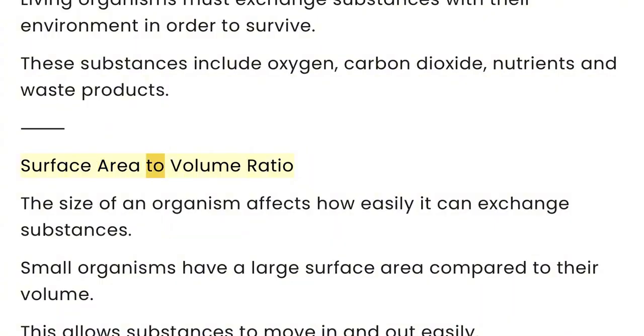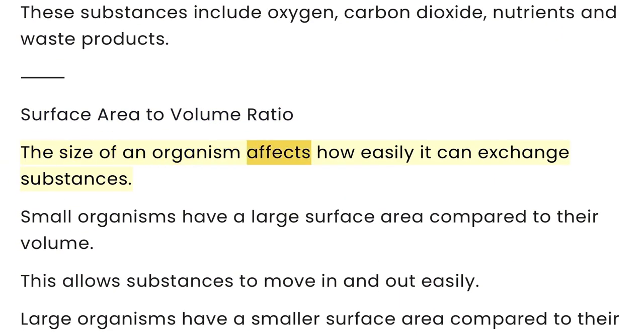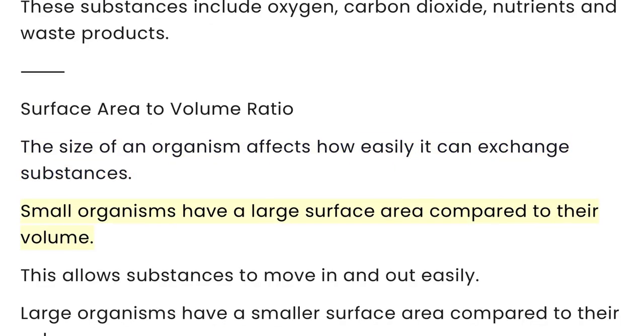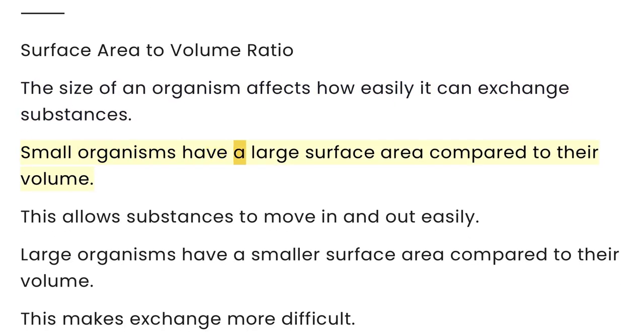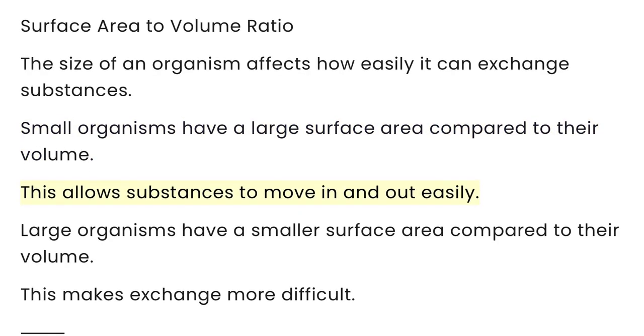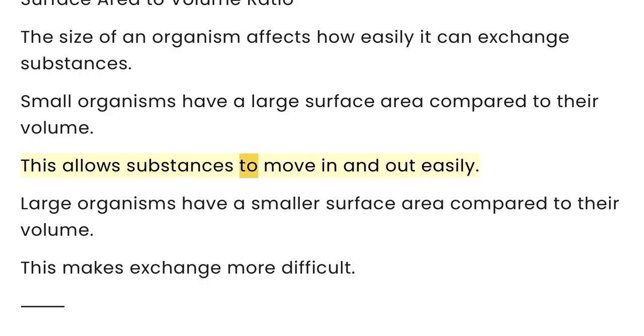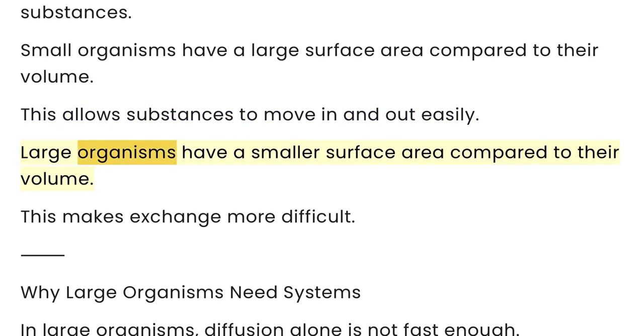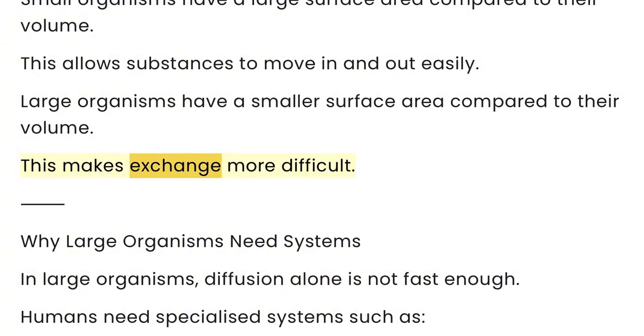Surface area to volume ratio. The size of an organism affects how easily it can exchange substances. Small organisms have a large surface area compared to their volume. This allows substances to move in and out easily. Large organisms have a smaller surface area compared to their volume. This makes exchange more difficult.